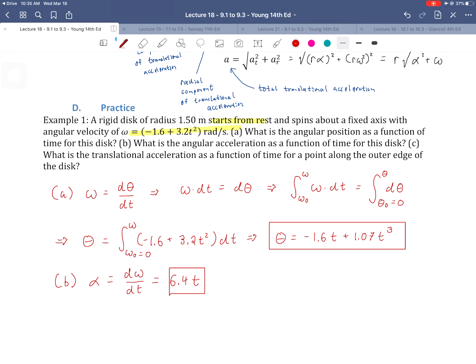All right, and then in part C, we're asked for what is the translational acceleration as a function of time. Okay, well, what that would look like is we'll use the expression that I mentioned. So we'd simply have that a is going to be r times alpha squared times omega to the 4th, like so. All right.